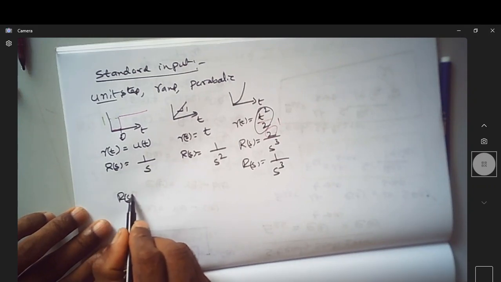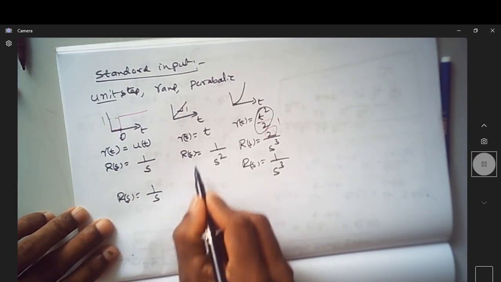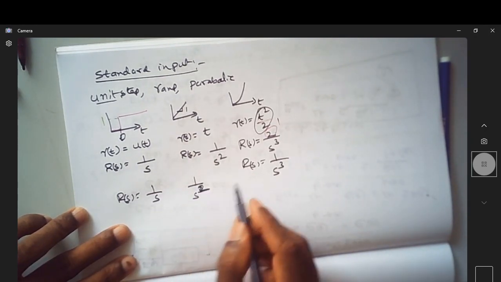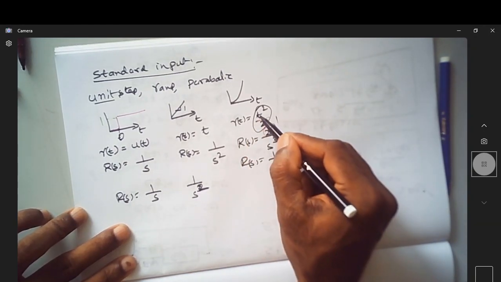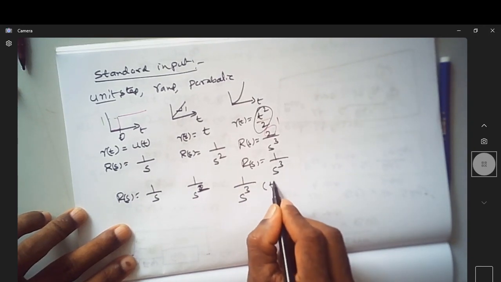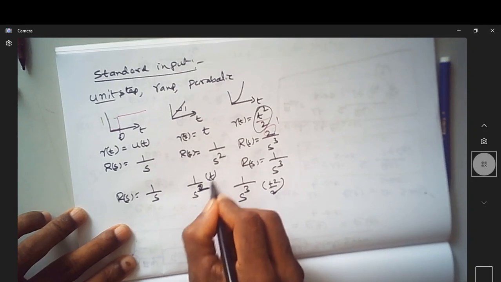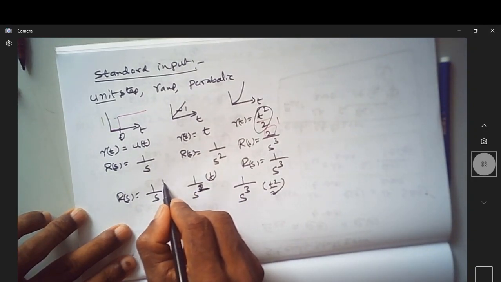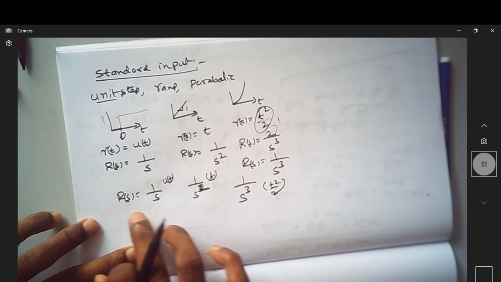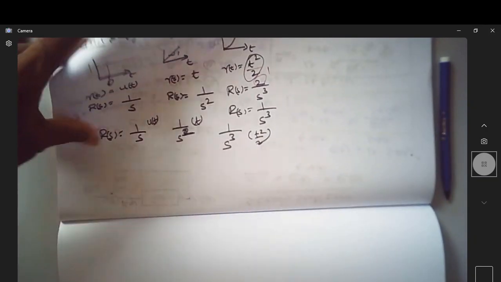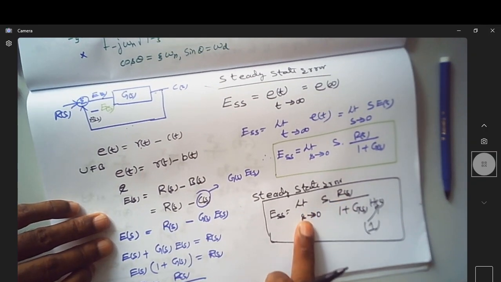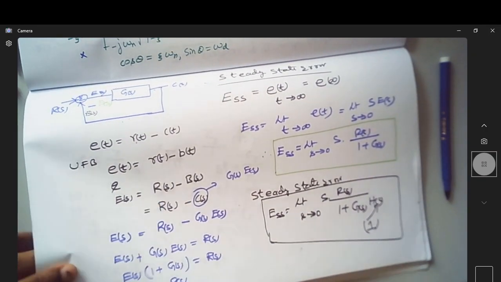their R(s): for a unit step input it is 1 over s. For a unit ramp input it is 1 over s square. For a parabolic input, which is t square by 2, it is 1 over s cube. This is for t square by 2, this is for t as your r(t), and this is like u(t). So these are the possible inputs you can consider for this R(s) for finding the steady state error of a system.